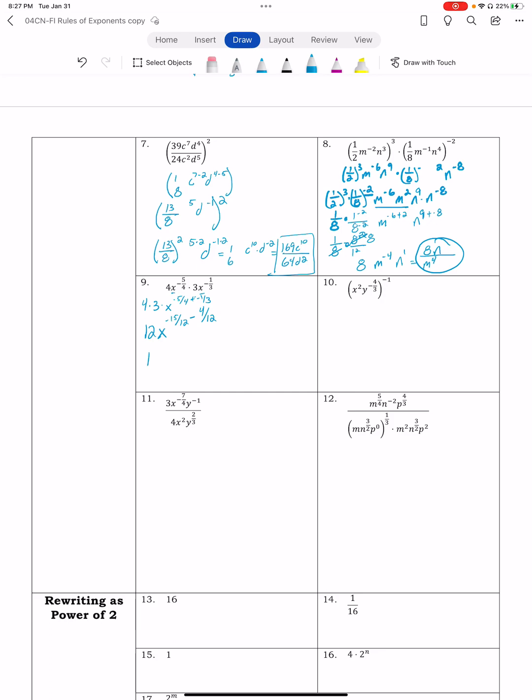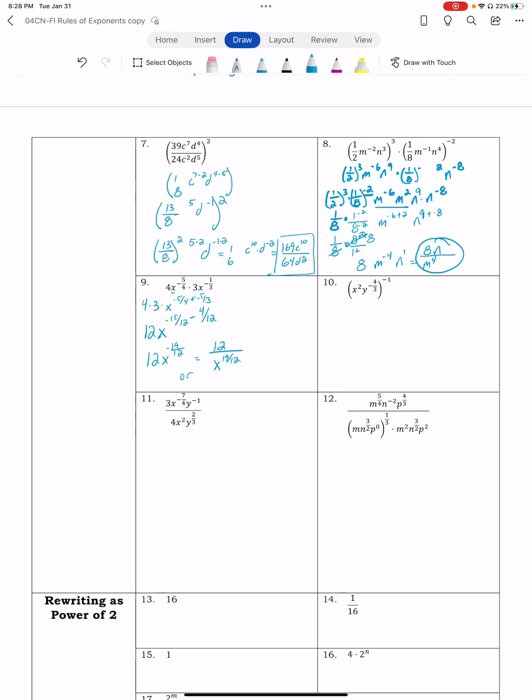Okay, so this is going to be 12x to the negative 19/12, which if I wanted you to write it with positive exponents would just be 12 over x to the 19/12. So this is actually an or one. Typically, well, you see sometimes it's written that way, sometimes it's not. So not too worried about the negative exponents.